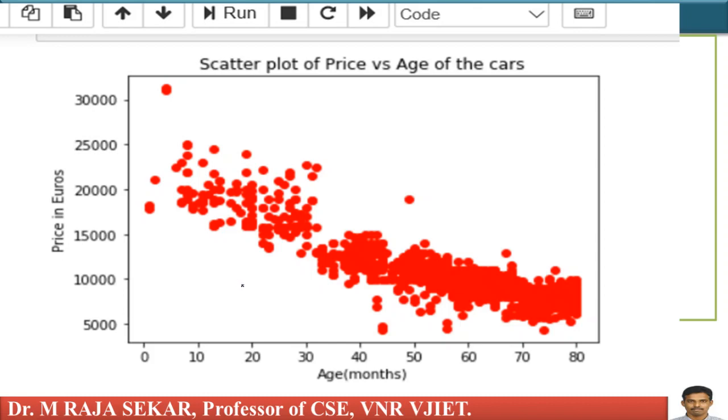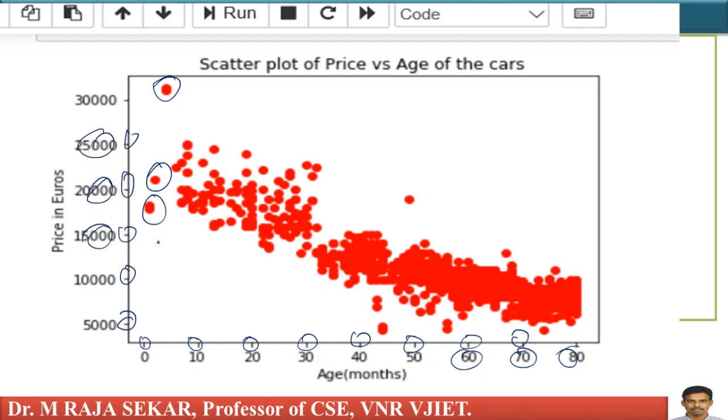The points that are shown here are called markers. This is one marker. This is a marker, isn't it? The vertical lines that are shown here are ticks. These are known as ticks, isn't it? These are x ticks. This 60, 70, 80, these are known as x labels. These are known as y ticks, and these are known as y labels, isn't it?